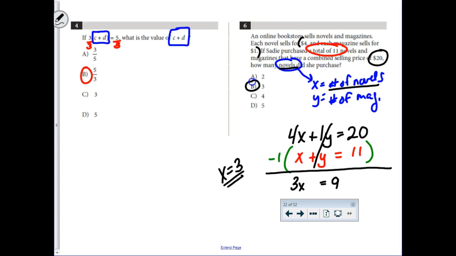By the way, we've used substitution twice and elimination once. The other one that we did with substitution, I could have also done by graphing if I knew how to graph by hand, because that question was on the no calculator part. Okay?